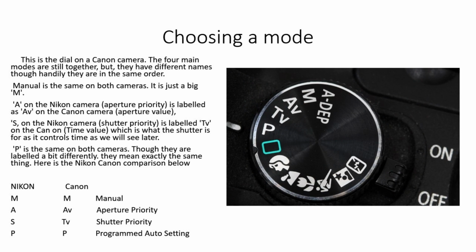This is the dial on a Canon camera. The 4 main modes are still together, but they have different names, though handily, they are in the same order. Manual is the same on both cameras, it is just a big M. A, on the Nikon camera, aperture priority, is labeled as AV on the Canon camera, aperture value. S, on the Nikon camera, shutter priority, is labeled TV on the Canon, time value, which is what the shutter is for, as it controls time as we will see later. P is the same on both cameras. Though they are labeled a bit differently, they mean exactly the same thing. Here is the Nikon-Canon comparison below.